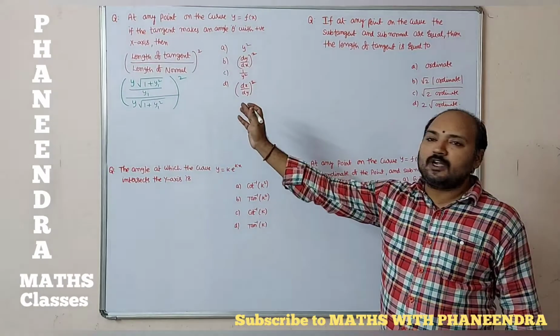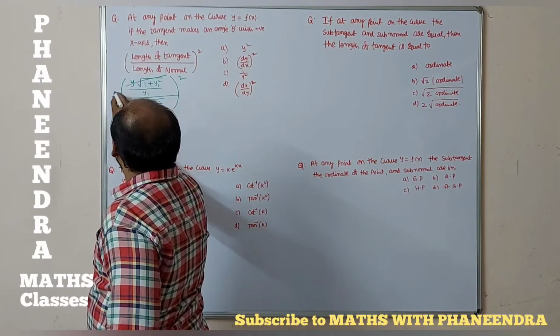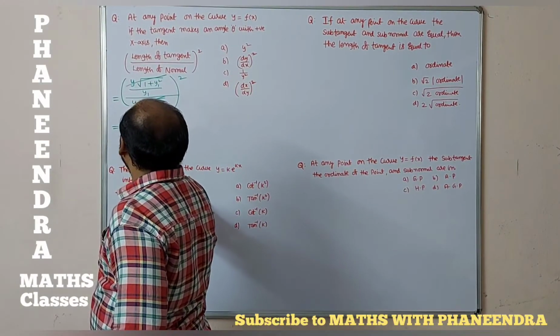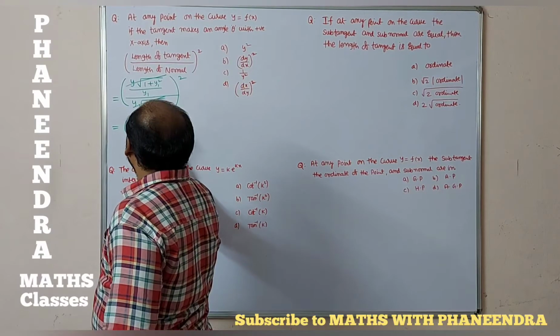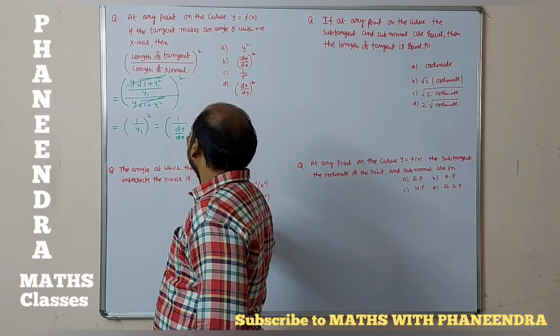Length of tangent by length of normal whole square. So this one and this one will be cancelled. 1 by y1 square, that is equal to, y1 means what? dy by dx only, no.